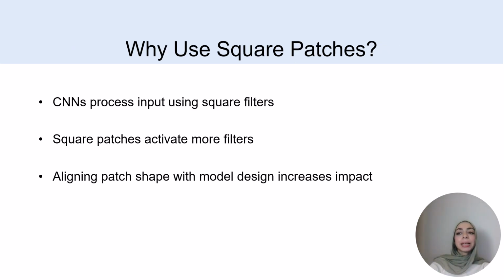So why do square patches work so well? It's because they match the structure of convolutional neural networks. CNNs use square-shaped filters when scanning images, so if your patch is square too, it disrupts the network more efficiently. The author proves this mathematically. For a fixed number of changed pixels, square patches activate more filters than random or rectangular ones. That makes the attack stronger and more effective.